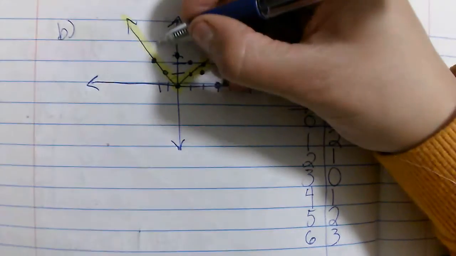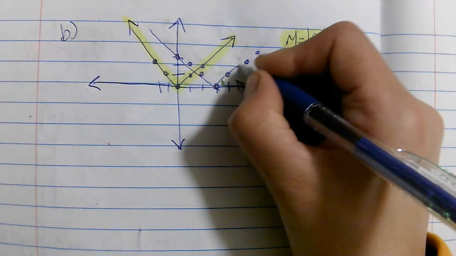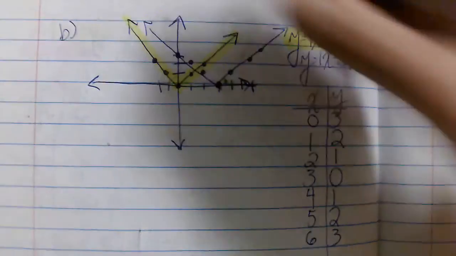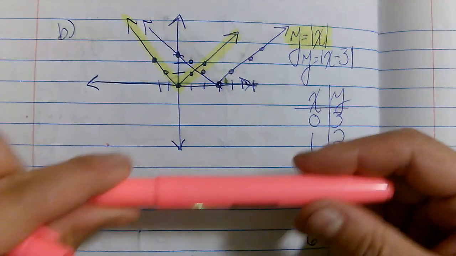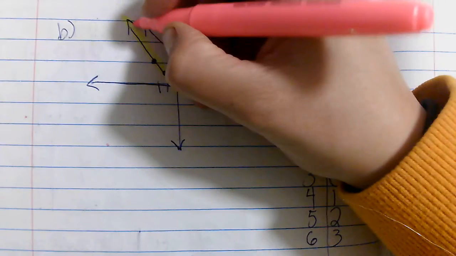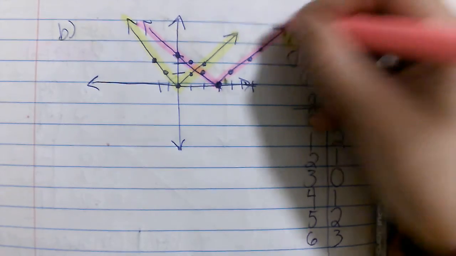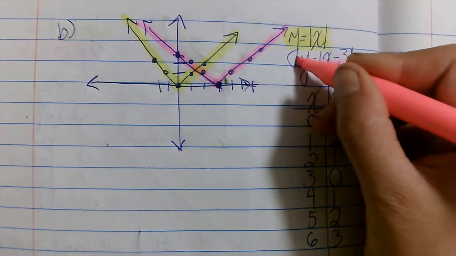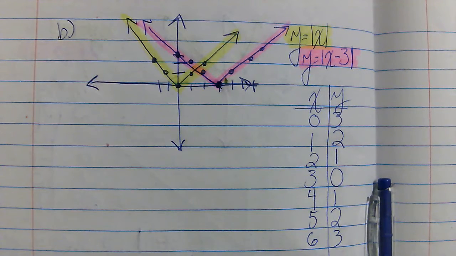There we go. And I'm going to draw my V going through these points. And I'm going to highlight in my pink highlighter. There we go.